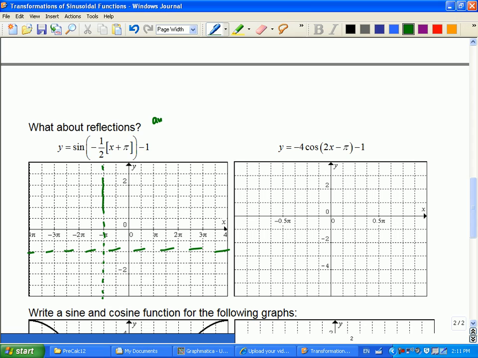My amplitude here is 1. My period is 2 pi divided by 1/2, which is going to make it 4 pi. So that means I have key points every 4 pi divided by 4, which is every pi units. So here's what it's going to look like. Every pi units I run into a key point.